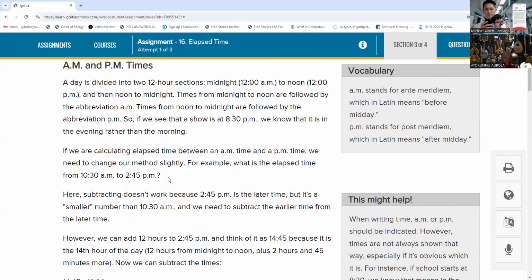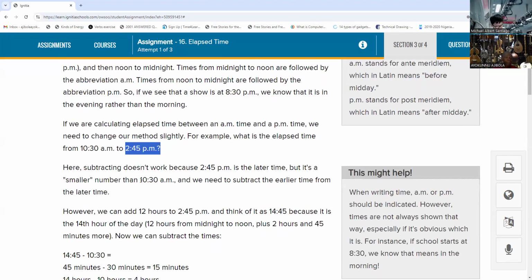For example, what is the time elapsed from 10:30 a.m. to 2:45 p.m.? That means we're talking about morning here, and we're talking about afternoon here, 2:45. Here, subtracting doesn't work because we cannot.